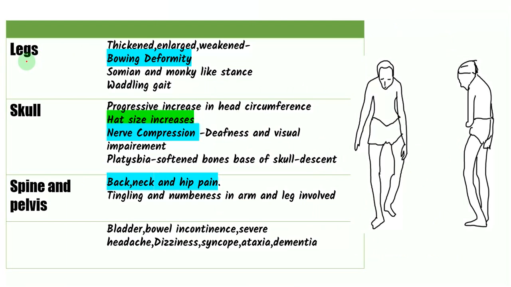So see, if there was involvement of the legs, as the disease progresses, there is thickening, enlargement and weakening of the bones of the legs, giving rise to a bowing deformity, right?